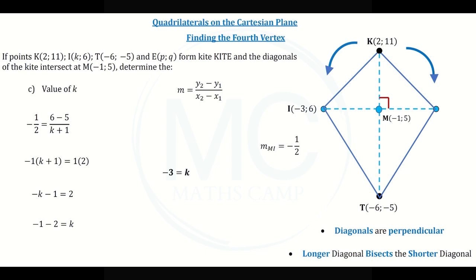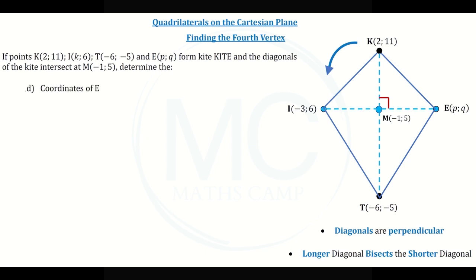So let's label E with coordinates P, Q. We now know that this kite, KITE, is named by the letters in anti-clockwise direction. And finally, we can move on to part D. Determine the coordinates of E.